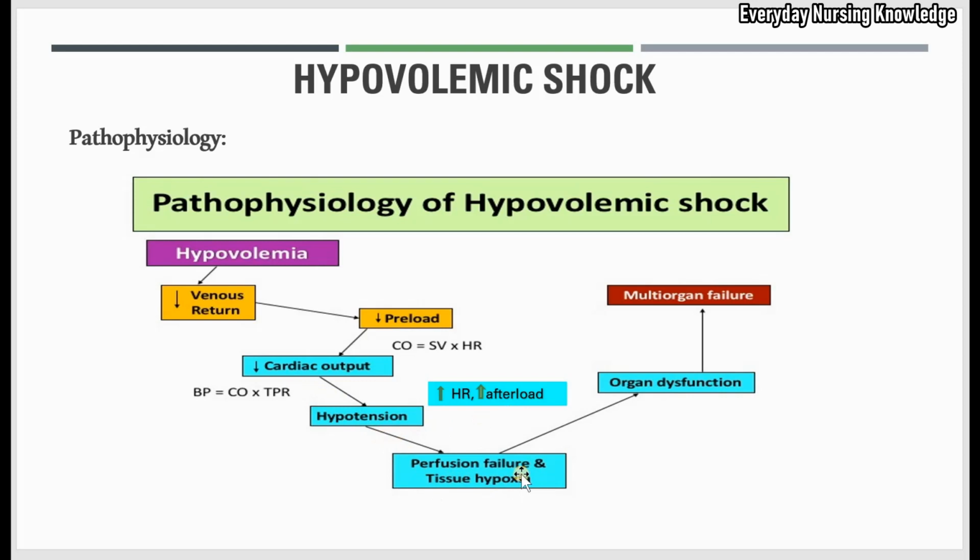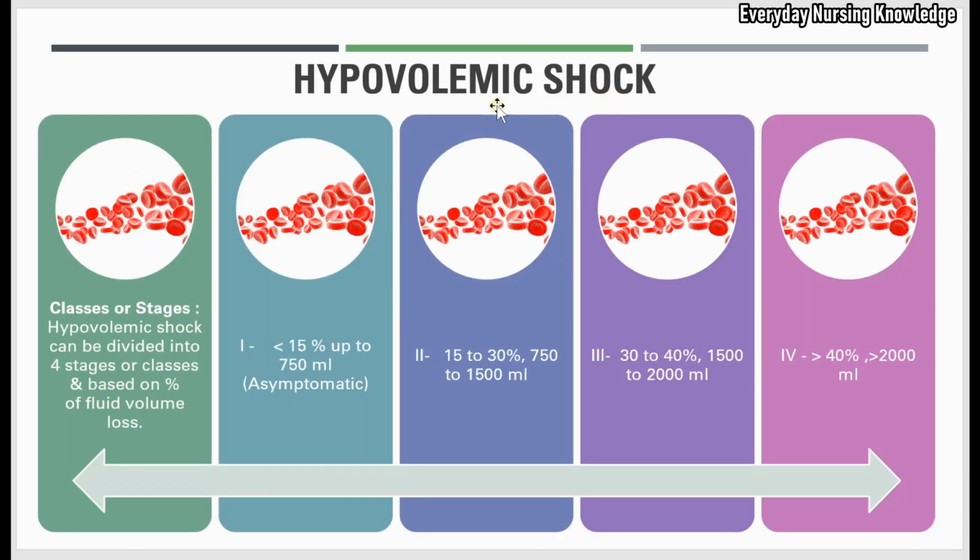Perfusion failure. Tissues are not getting enough oxygenated blood, that leads to tissue hypoxia, which can lead to organ dysfunction and multi-organ failure. Now let's see what are the classes or stages of hypovolemic shock. Hypovolemic shock is divided into 4 classes or 4 stages, and it depends upon the fluid volume loss, because signs and symptoms depend on the percentage of the fluid or blood loss.